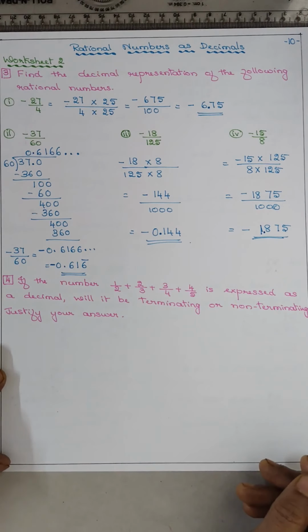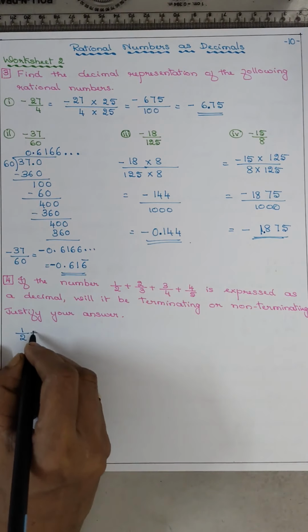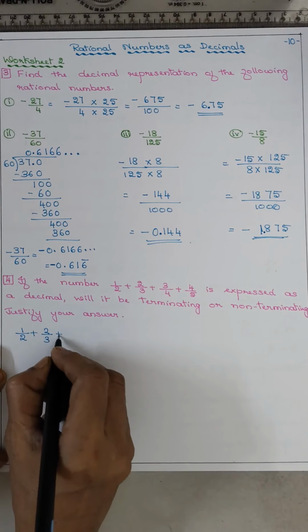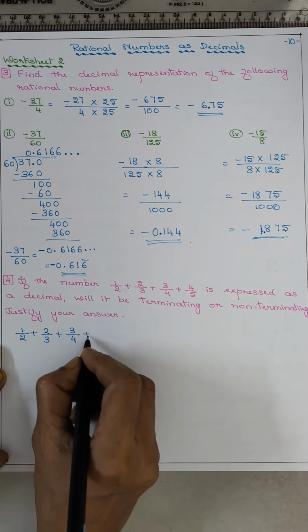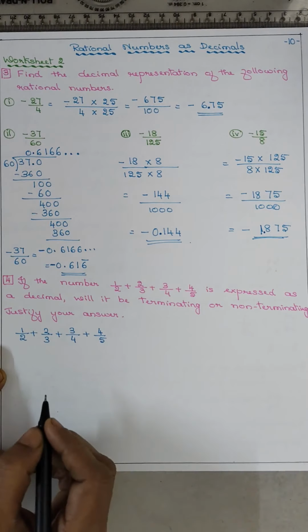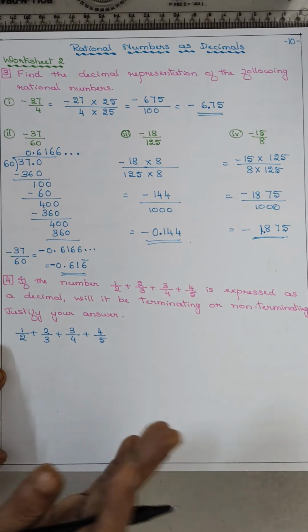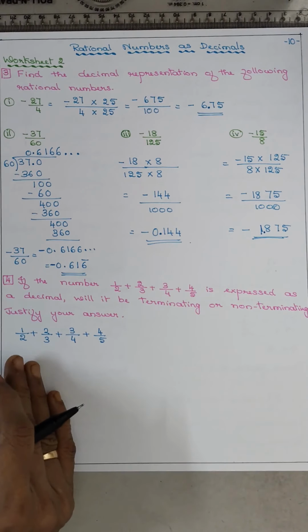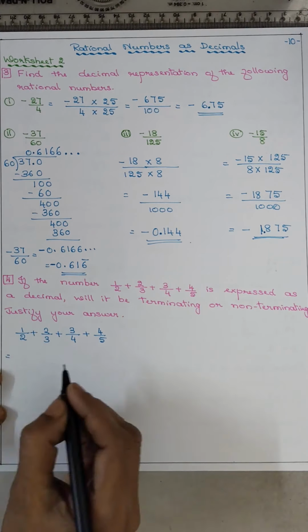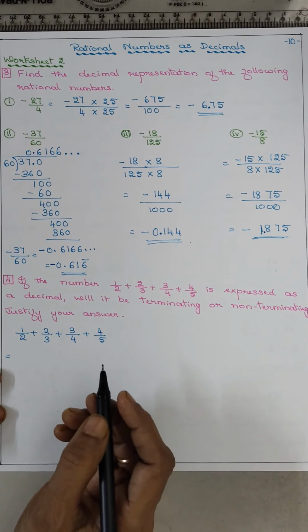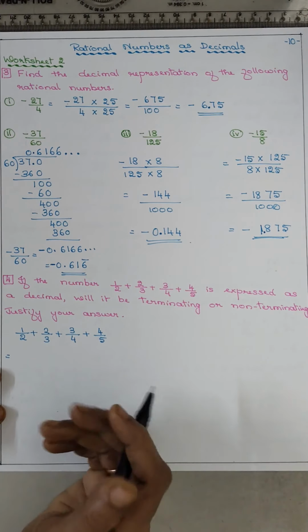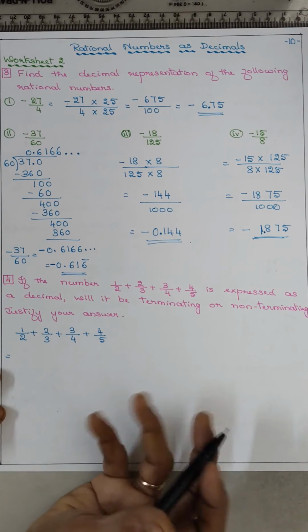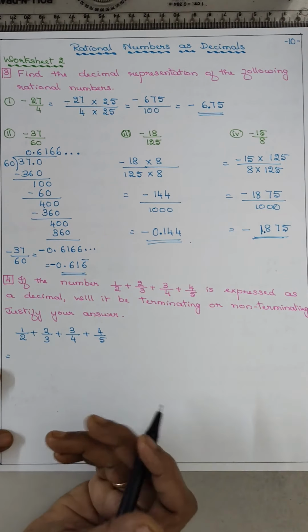Now coming to the fourth sum: if the numbers 1 by 2, 2 by 3, 3 by 4 and 4 by 5, when you add all, it is expressed as a decimal, will it be terminating or non-terminating? Justify your answer. So when you add these, it is a rational number. Addition, subtraction, we have to take the LCM.